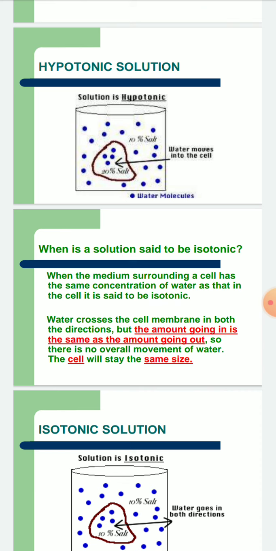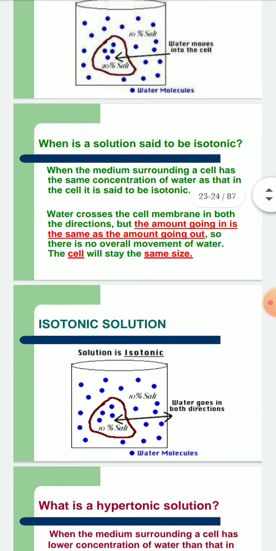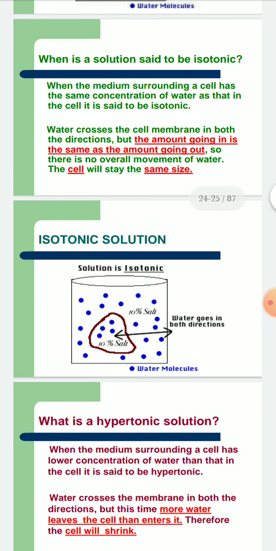20% salt in the cell molecules, and there is 10% in this. So water moves into the cell. The concentration of water molecules outside is more and inside is less. So water moves inside. When is a solution said to be isotonic?